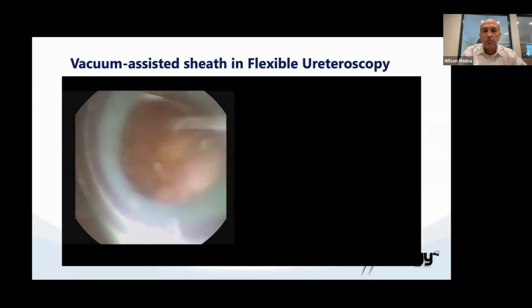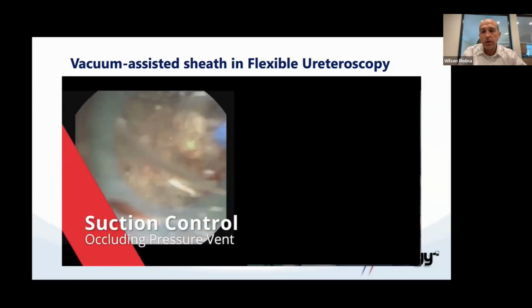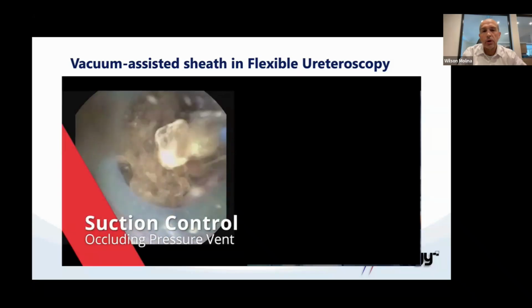But obviously, here you can control, Dr. Wiles is controlling the suction by occluding the vent, the pressure vent, so you can get more or less suction.